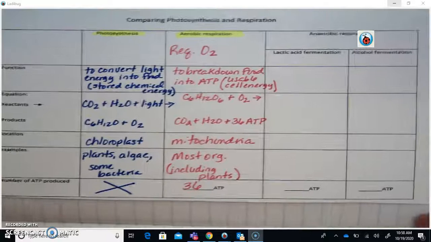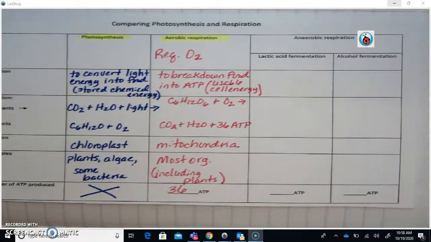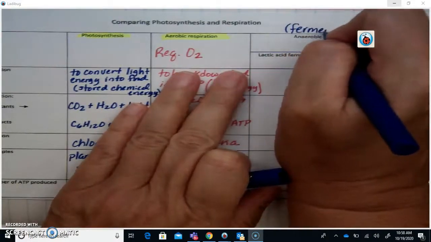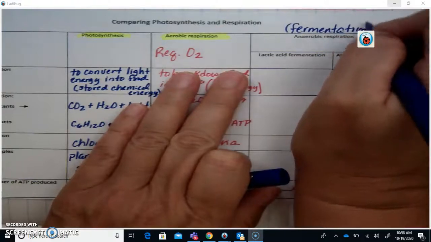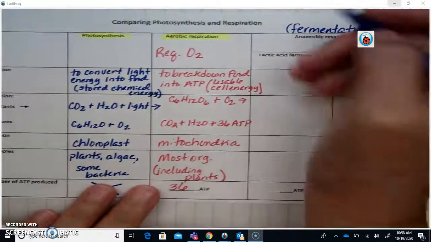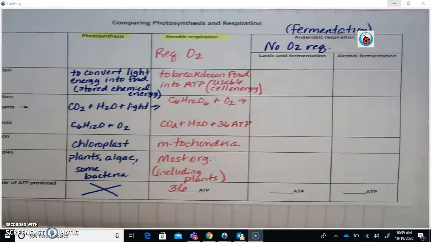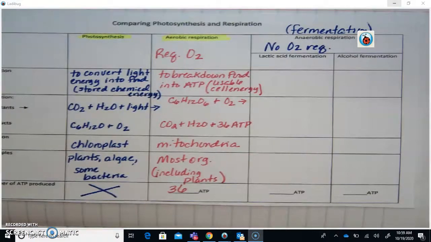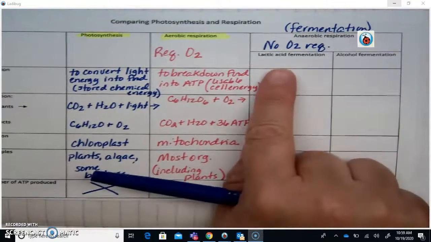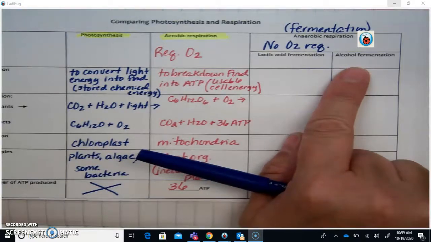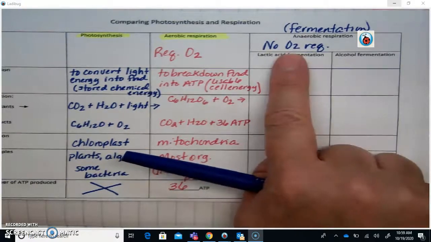Now, in anaerobic respiration, there's another way to say anaerobic respiration, and it's going to be called fermentation. So we can also call anaerobic respiration fermentation. And in anaerobic respiration, no oxygen is required. Now, there are two main types of fermentation or anaerobic respiration, something called lactic acid fermentation and alcohol or alcoholic fermentation. Neither one of them require oxygen.